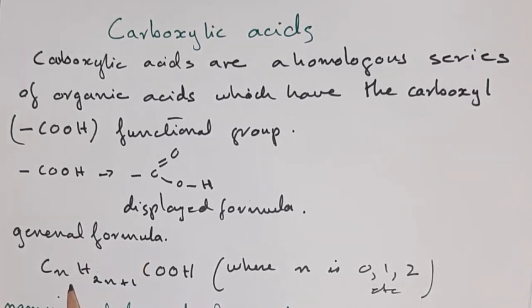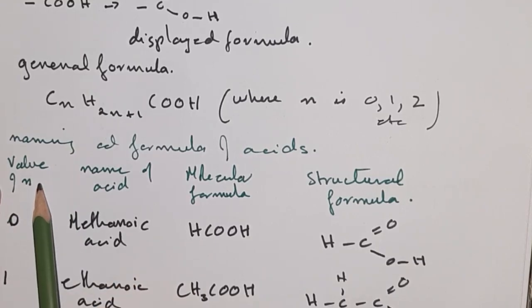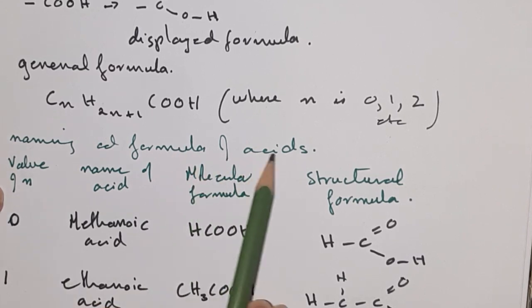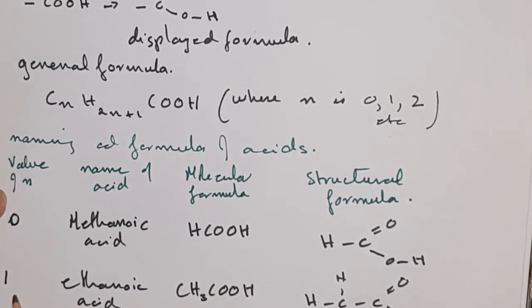General formula CnH2n plus 1 COOH, where n is 0, 1 and 2, etc. Naming of the formula of acids: value of n. As you can see, I have written 0, 1, 2 and so on.